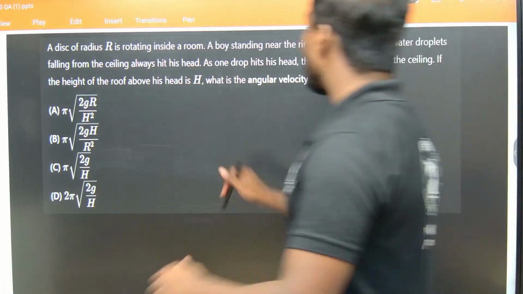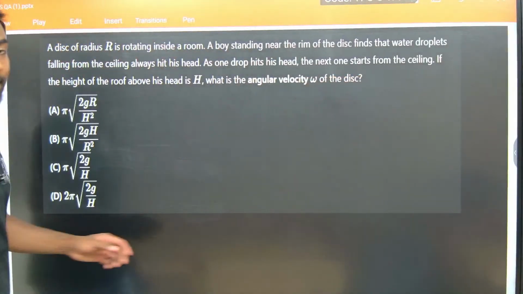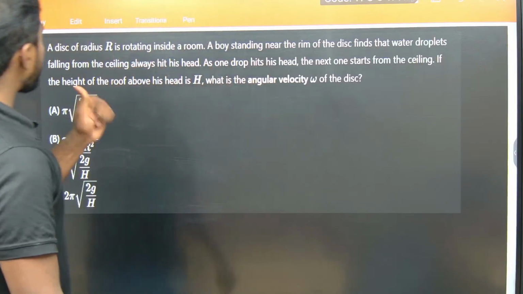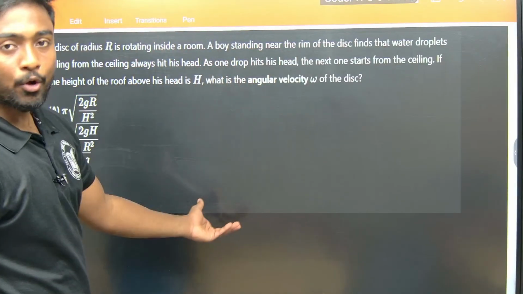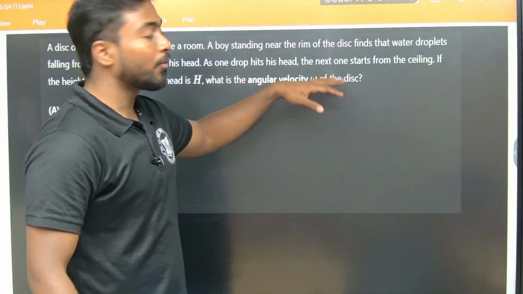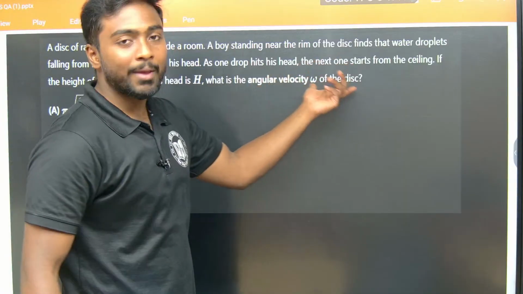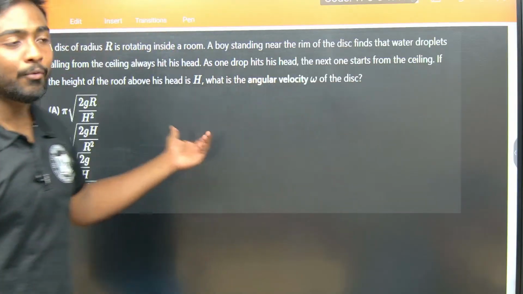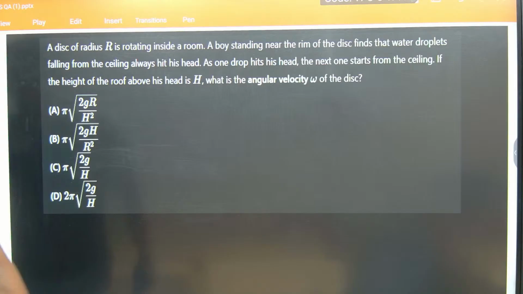So what is the formula for angular velocity? First of all, omega is equal to 2 pi by t. So first I need to find what t is, and then I can substitute it into the equation omega equals 2 pi by t. I can substitute the value of t there, and I will get the value of angular velocity. Let me do it now.